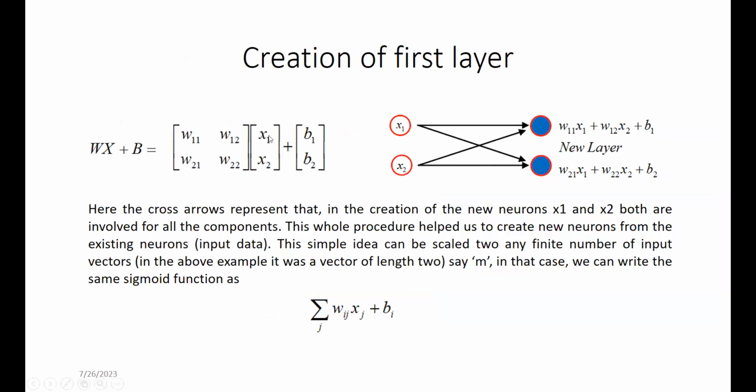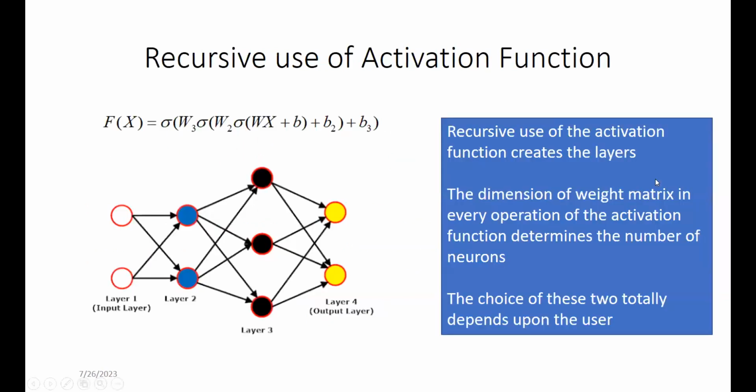X1 and X2 are updated by the values W11 X1 plus W12 X2 plus B1, and W21 X1 plus W22 X2 plus B2. What we have to do now is choose an activation function and apply it recursively on this Wx plus b. I hope those who followed understand what Wx plus b is. Once Wx plus b is available, we are going to sequentially pass it into our activation function.